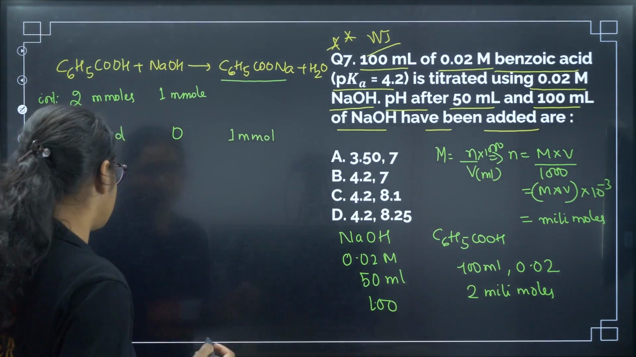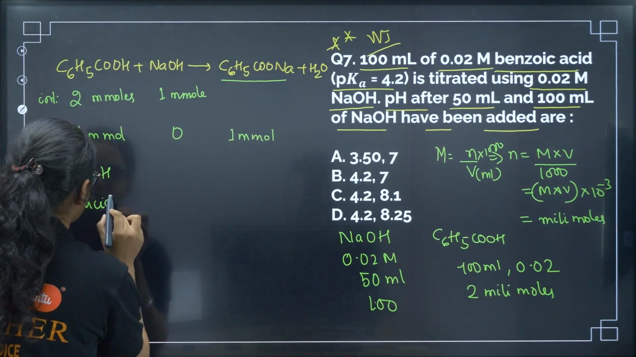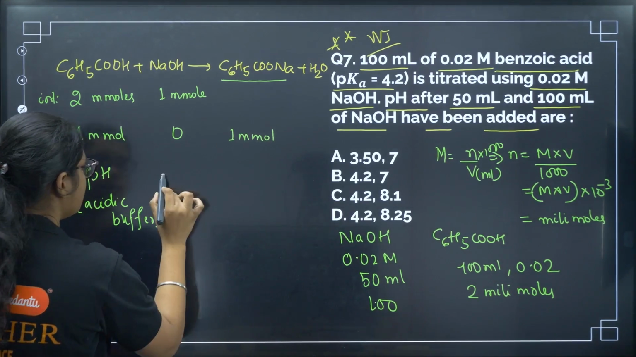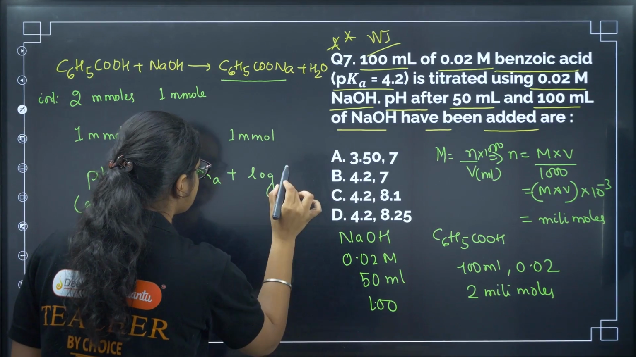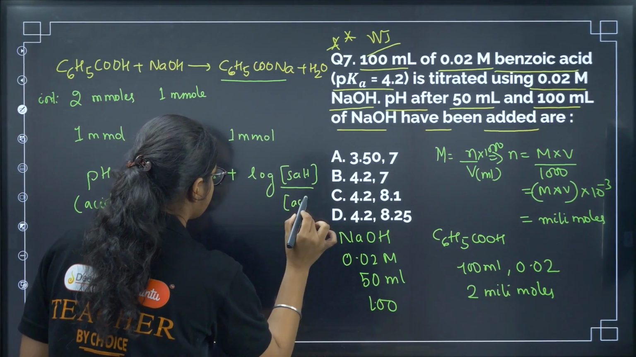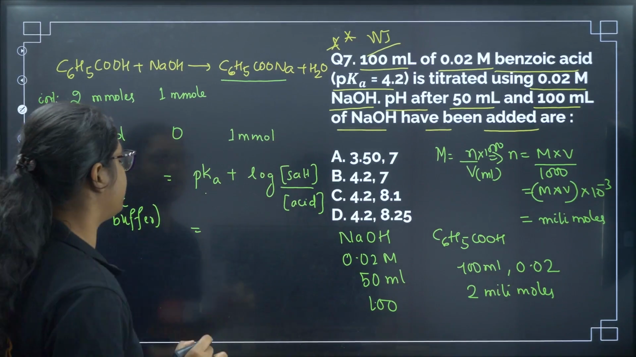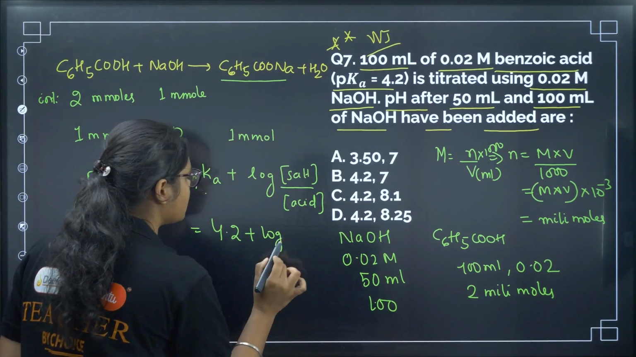So what is the Henderson equation? The pH formula of an acidic buffer, right? pH is equal to pKa plus log of salt concentration by acid concentration, right? Now what is the value of pKa? The pKa value is already given to you as 4.2, plus log of, what is the salt concentration?